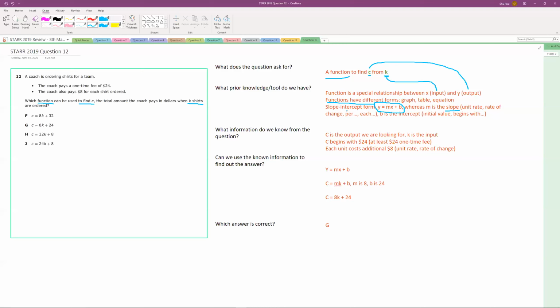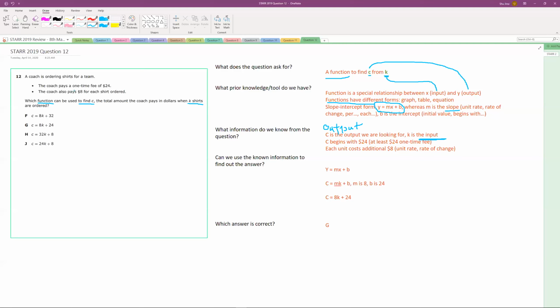So as we said just now, we are looking for the total cost, the C. So C is our output. Okay, output. All right. And K is the input. I have it here.